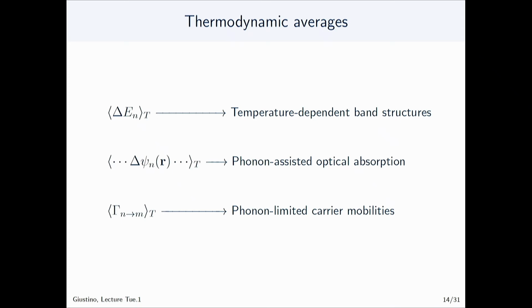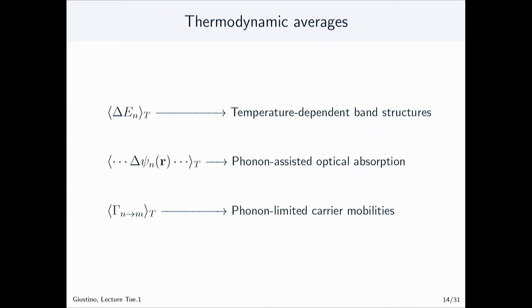If I take the thermal average on some functions which contain the change of the wave function, I can calculate, for example, phonon-assisted optical absorption. And if I take some thermal averages of the scattering rates, I can obtain transport coefficients, like, for example, mobilities, okay? So we will not go too deep into this, because we will have lectures about that in the next few days, but I just want to give you a flavor of what happens.